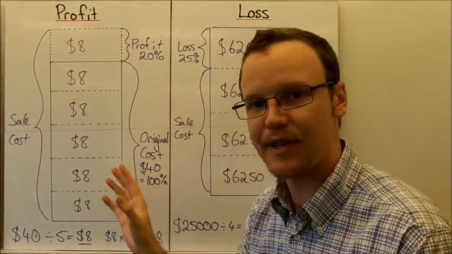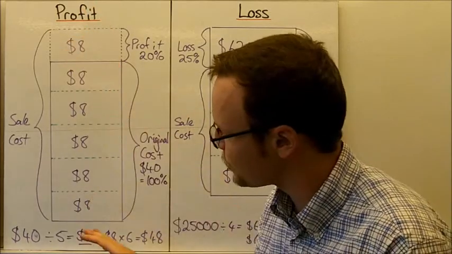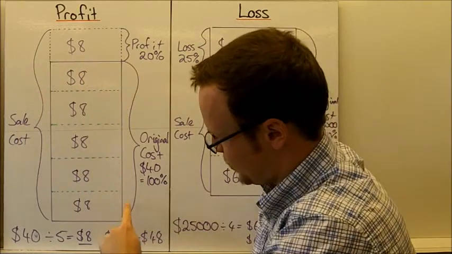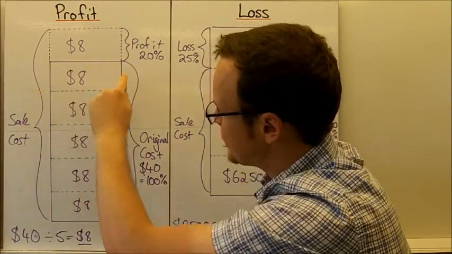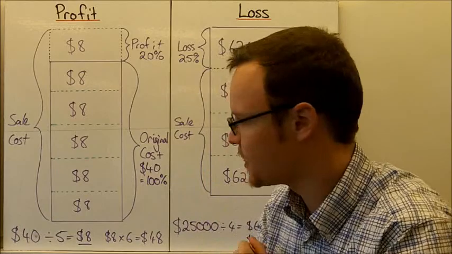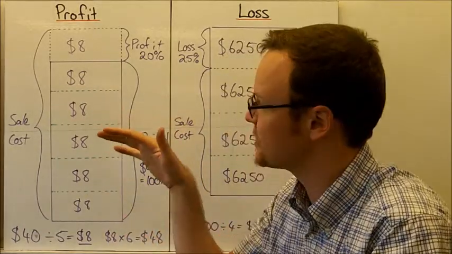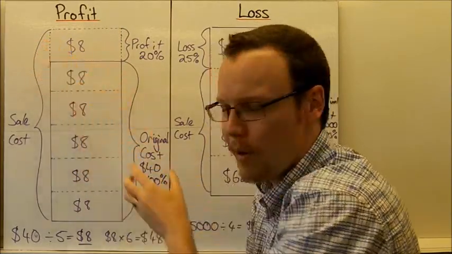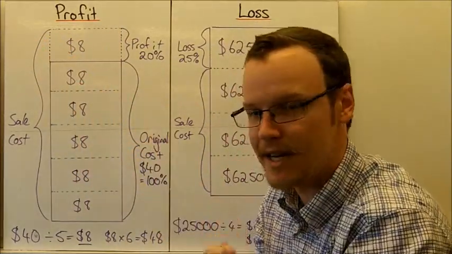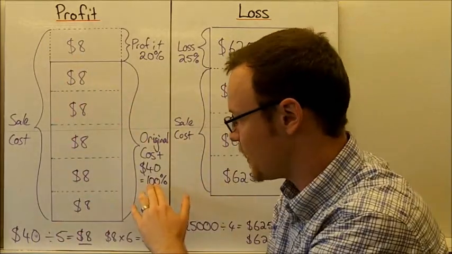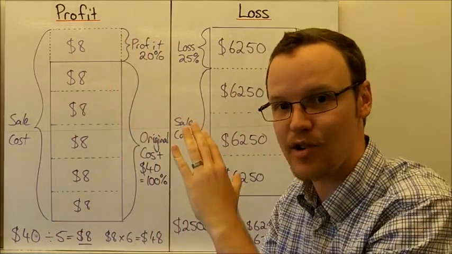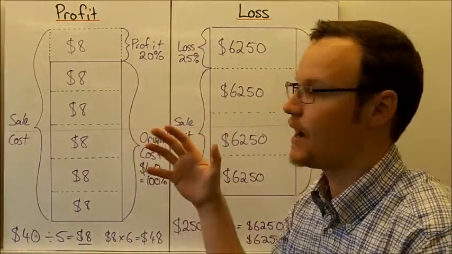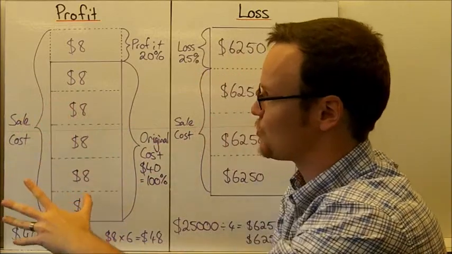Looking at a couple of graphical examples of profit and loss now, just looking at profit to start with. If the original amount is indicated by this solid box around here, and the original cost is $40, that's going to be 100%. That's 100% of the total cost that we've got. Say we make a profit now on top of that, on top of the 100%, of 20%. So that means that we're actually selling it not for 100%, but 20% extra on top of that, 120%. So we've got 120% now, and that's the sale cost.